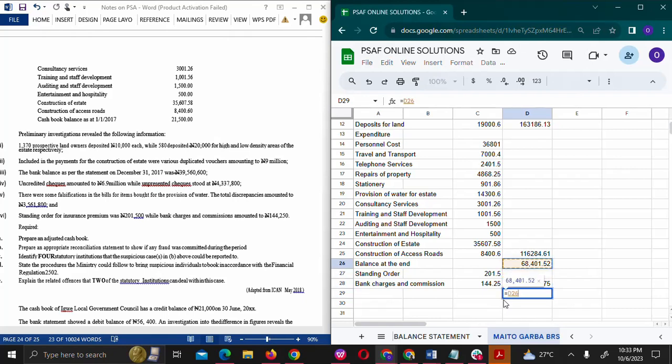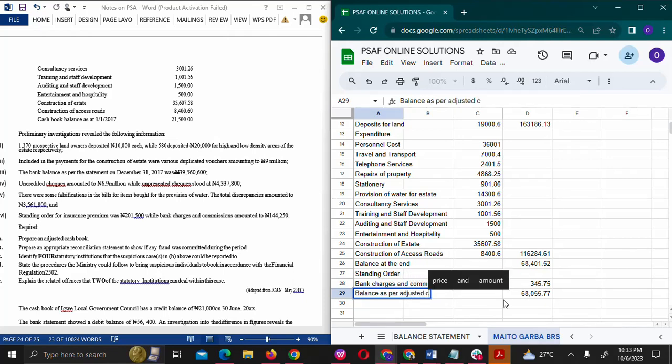Yes, sir. So we have balance as per adjusted cash book. Are we on the same page?